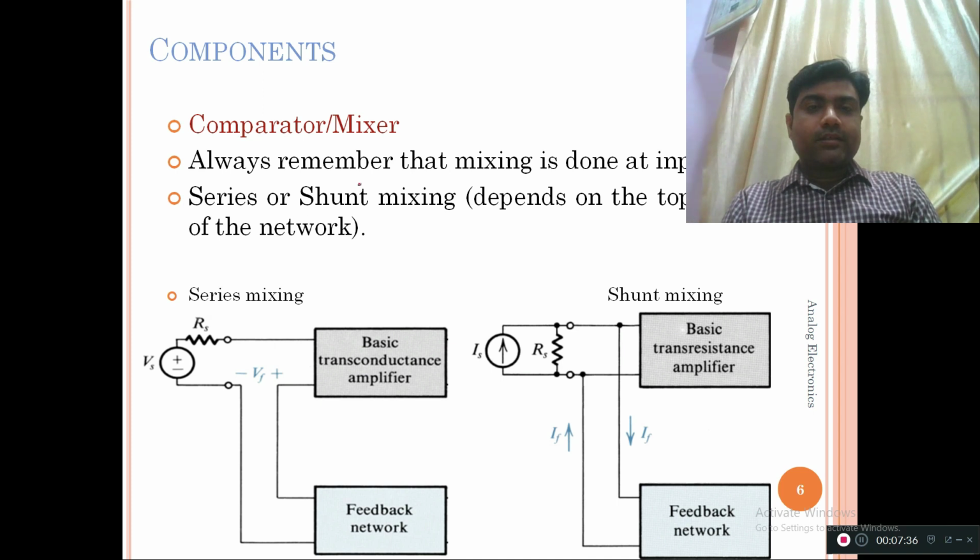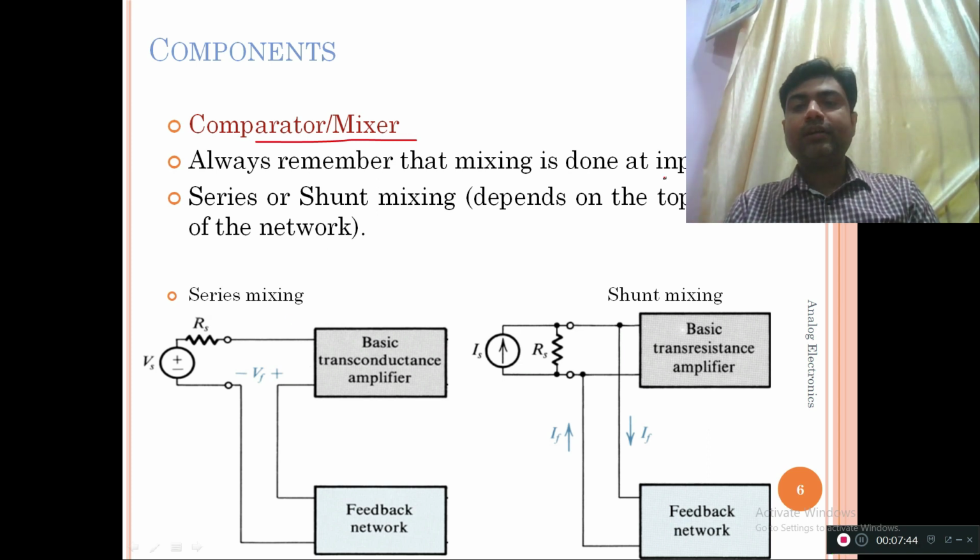Now as I told you, the second component is going to be the mixer or the comparator, and mixing is done at the input side. And why is mixing required? Whatever feedback we are getting across this feedback network, it can be either in the form of voltage or in the form of current through this feedback network.